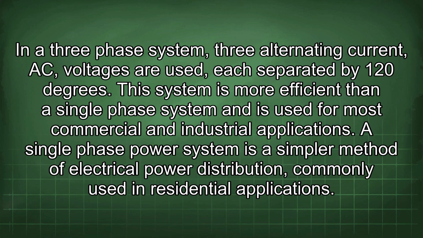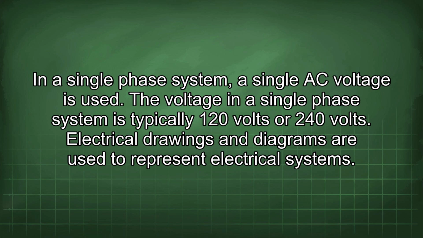A single-phase power system is a simpler method of electrical power distribution, commonly used in residential applications. In a single-phase system, a single AC voltage is used. The voltage in a single-phase system is typically 120 volts or 240 volts.